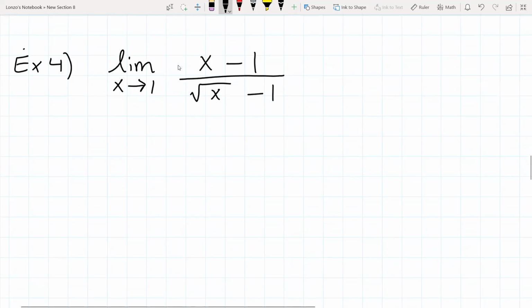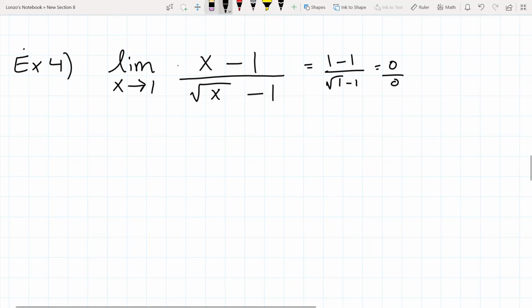Okay, so this is an example involving one-sided limits. Let's do example 4. So the limit as x approaches 1 of x minus 1 over square root of x minus 1. So if you try plugging 1 into x, what happens? You get 1 minus 1 and then square root of 1 minus 1. That would be 0 over 0. That is not something you want to have.